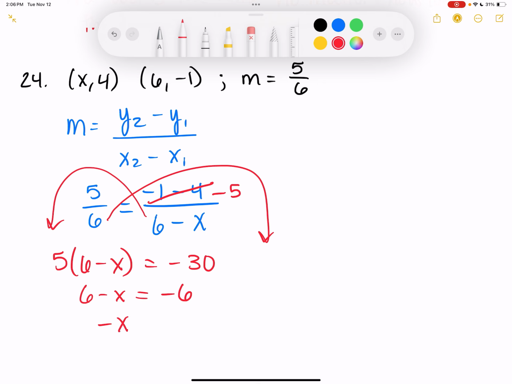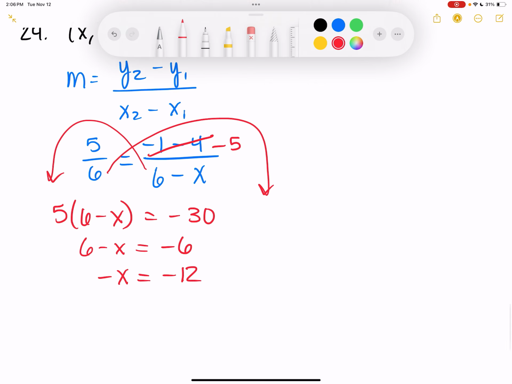I get -x equals -12. Now what? Divide by -1, so x equals positive 12. Yeah. So x equals 12.